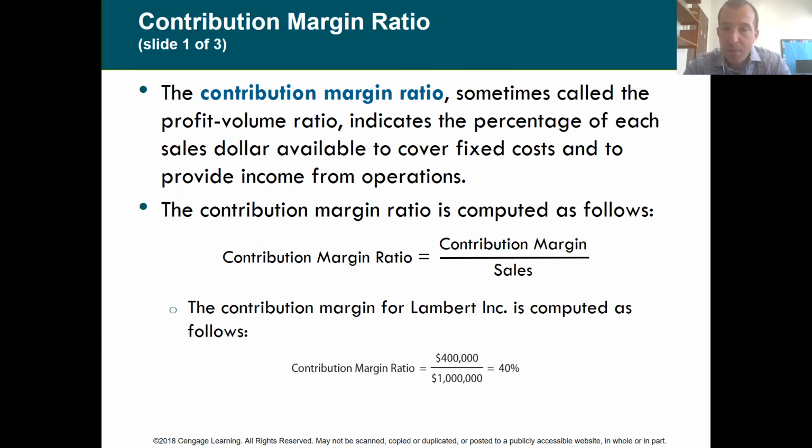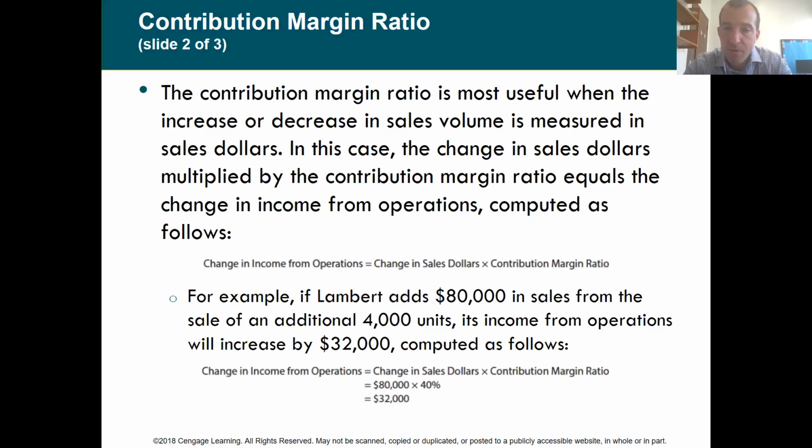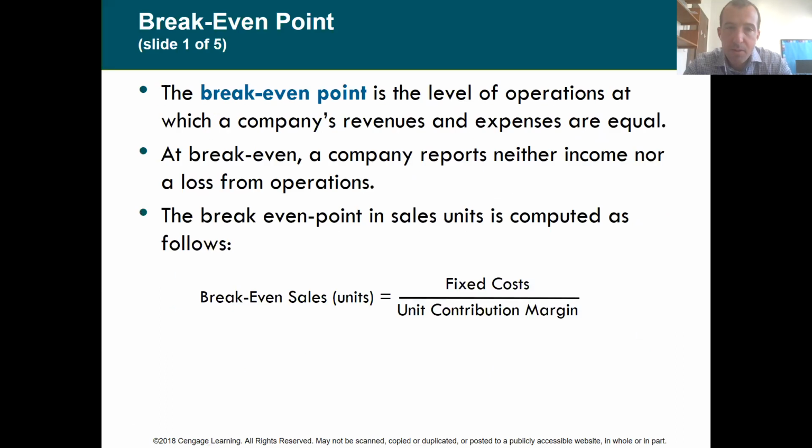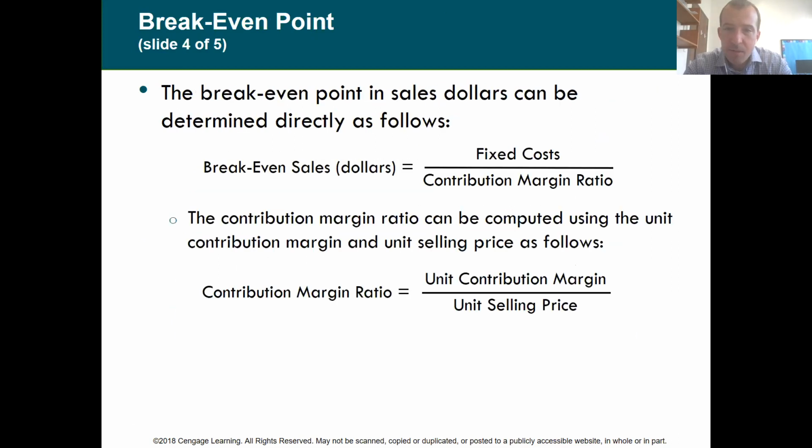So for each dollar that we sell, we get 40 cents as profit that we can apply to our fixed cost. You can also do the same calculation on a unit basis, looking at the unit contribution margin of $8 divided by the selling price of $20, and you would get the same 40%. So every dollar of sales equals 40 cents of profit. Why that's important is because on break even, we can also calculate break even in dollars.